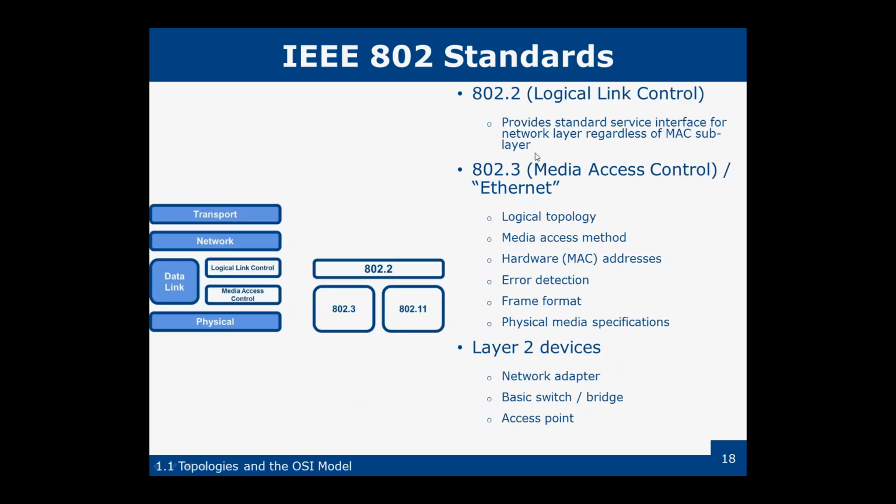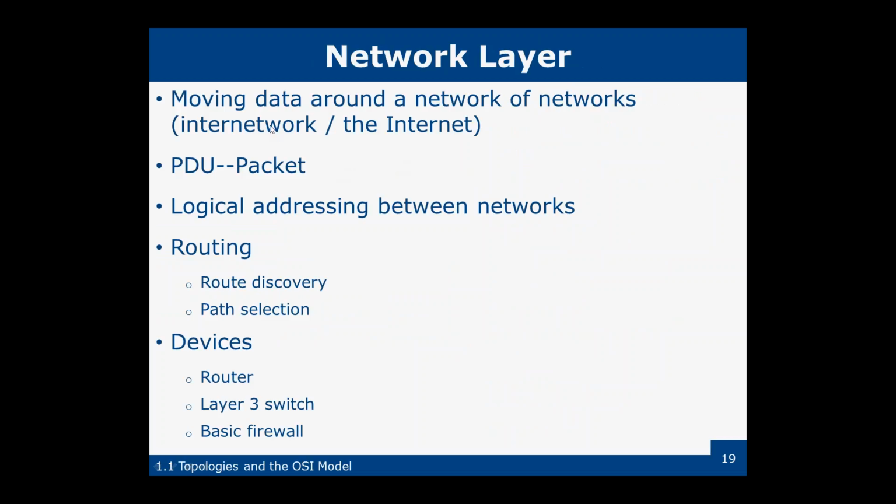And error detection, layer 2, the frame format, remember, it frames the data. That's going to be what we call a PDU, a protocol data unit. And each layer is going to have its own protocol data unit. Moving data around a network of networks, an internetwork between networks, is going to happen at layer 3, and the PDU here is going to be called a packet.